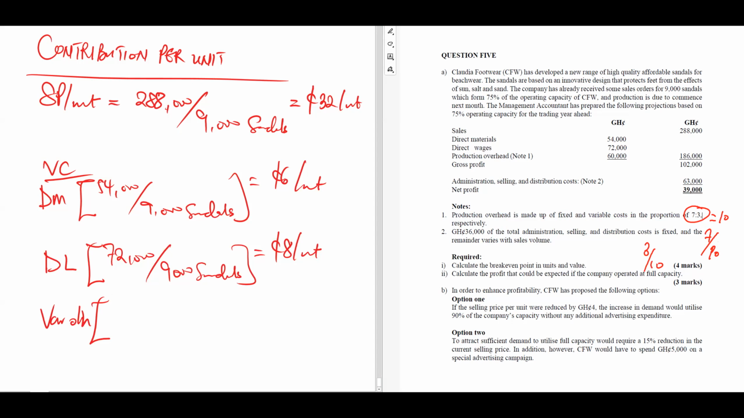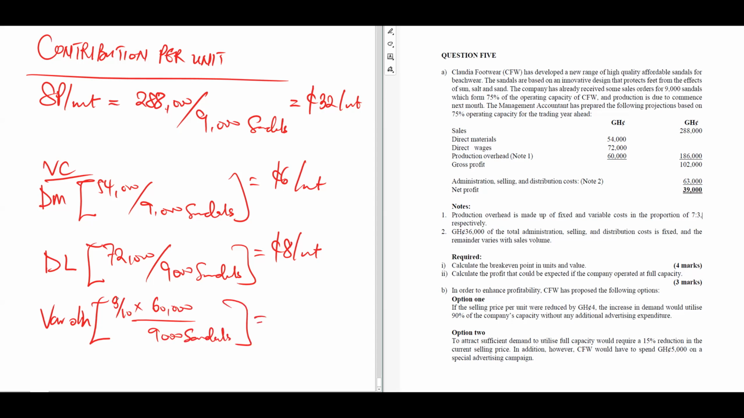So I can easily say that variable overhead is 3 out of 10 of the 60,000, all divided by 9,000 sandals. Do you all agree? So my variable overhead per unit is 60,000 times 0.3, which is 18,000, divided by 9,000 sandals. That means this one is 2 cedis per unit, not so?